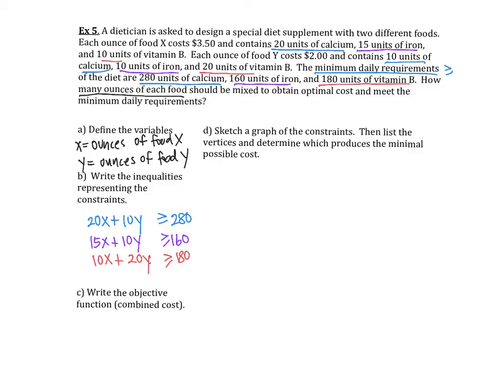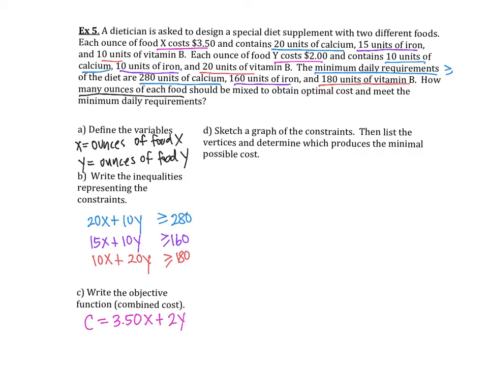Okay. Write the objective function. The objective function is the cost. Okay, so let me look. Where does it tell me the cost? Okay, food X costs $3.50. I'm going to use C. You could use Z. Some people like to use Z. 3.50X plus what is the cost for Y? Y is $2.